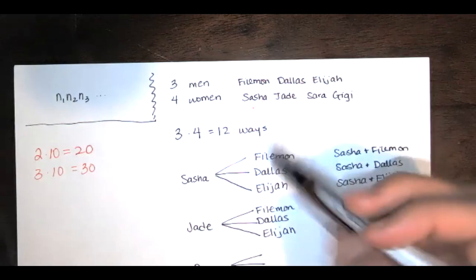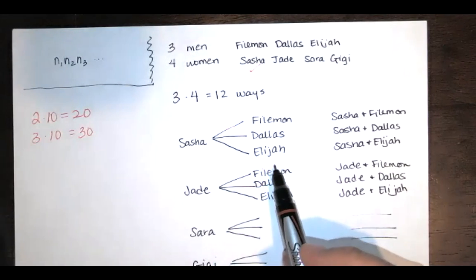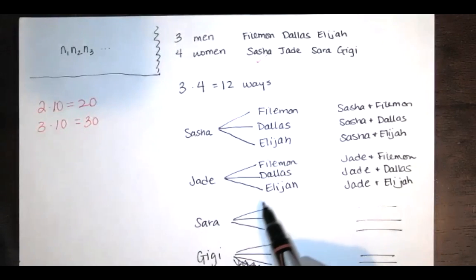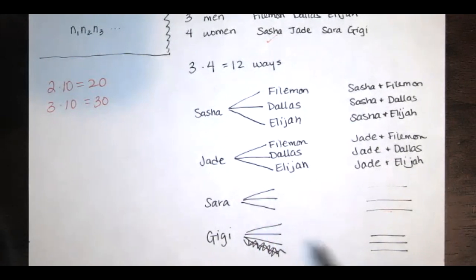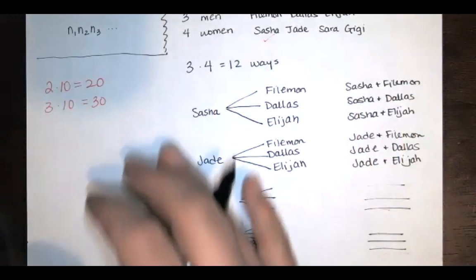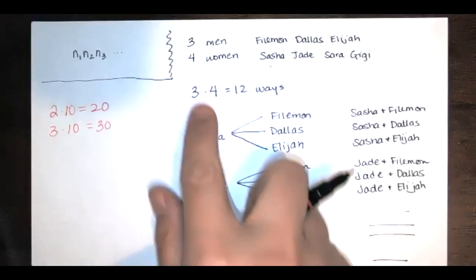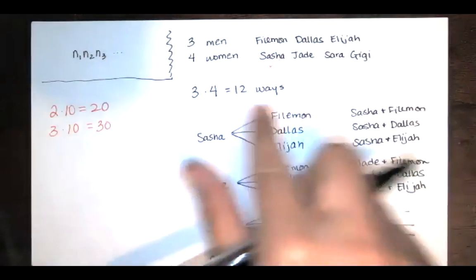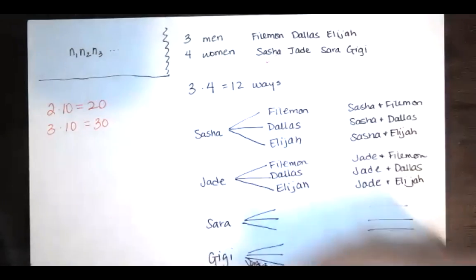So the other possible pairings come from the other 3 women, Jade, Sarah, and Gigi. So Jade might dance with Philemon or Dallas or Elijah, and there are 3 possible pairings there. Sarah would dance with Philemon, Dallas, or Elijah, so you'd have 3 here. Gigi would dance with Philemon, Dallas, or Elijah, so you'd have 3 here. So you'd have 3 plus 3 plus 3 plus 3, which is the same as 3 times 4. So there are 12 possible pairings, which just came from taking the number of ways we could choose a woman and then the number of ways that we could choose a man, and we multiply those together and we get all the possible pairings. So that's the multiplication rule. That's the idea behind it, and that's where it comes from.